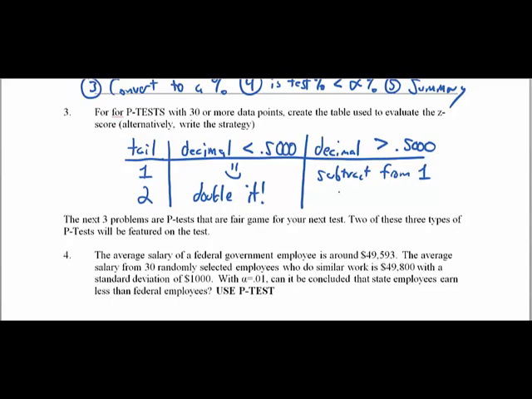Now, if it's a two-tailed test, you're going to do the same thing, subtract from 1, but then you're going to double it. And of course, that's to compensate for the fact that you would cut your alpha in two for two-tailed tests, and instead of cutting your alpha in half, you're going to double your percentage.